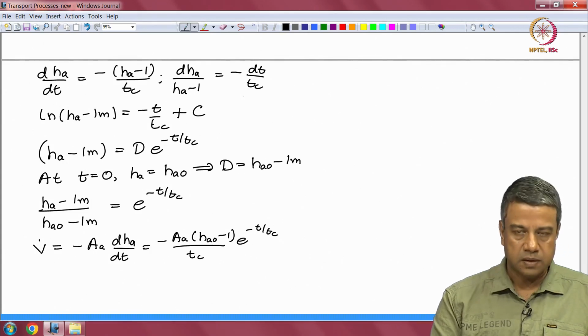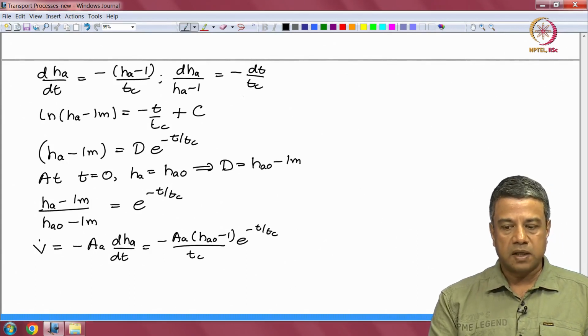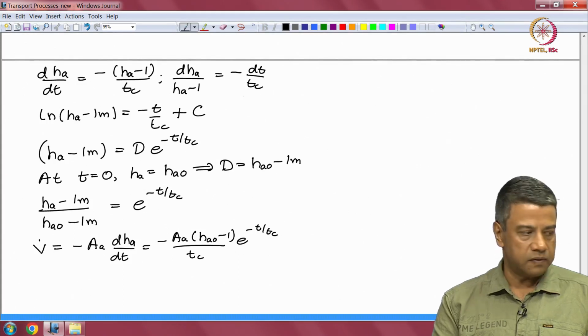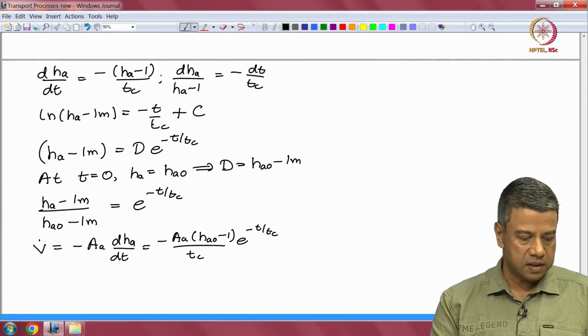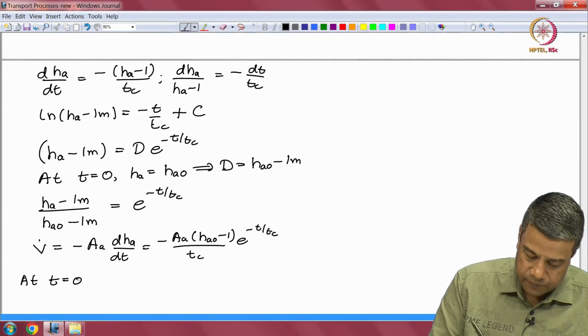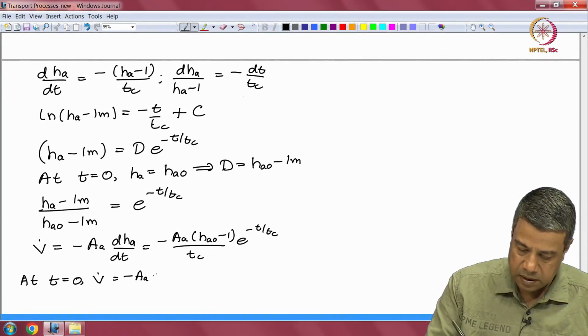Okay. So, that gives me the volumetric flow rate. The volumetric flow rate is of course largest at time t equal to 0. At t equal to 0, V dot is equal to minus A_A into (H_A0 minus 1) by Tc.